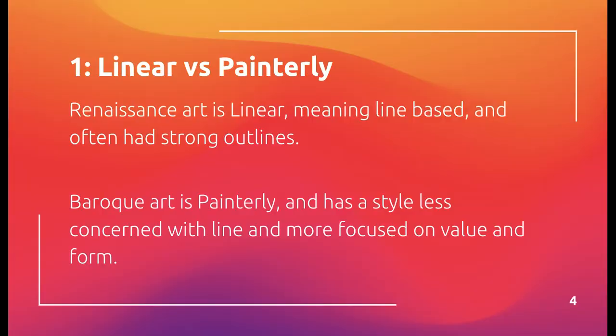So the first way that they're opposites is linear versus painterly. So the Renaissance art is linear, meaning it's line based and often had strong outlines of figures, whereas Baroque art is painterly, which means it has a style less concerned with line and more focused on value.